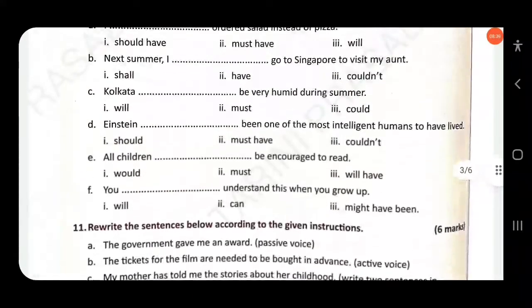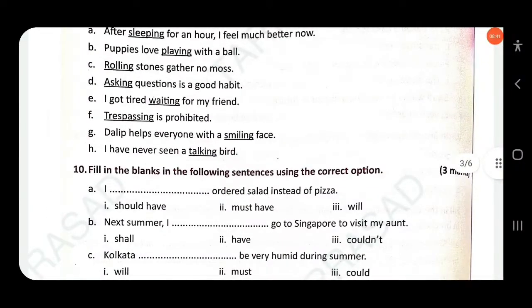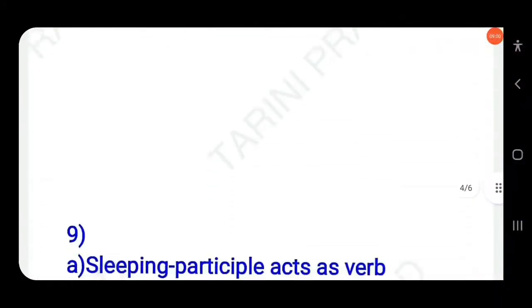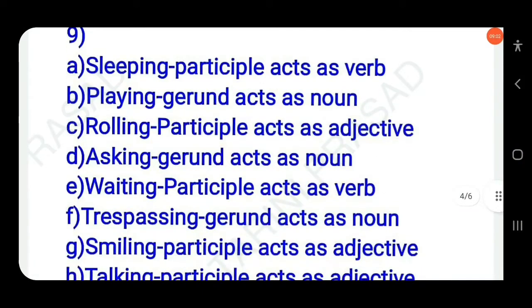Then next: trespassing is prohibited. So here trespassing is a noun, which means it is a gerund. You should remember, a gerund is always used as a noun in a sentence. So here, what is prohibited? The gerund is used as a noun. So trespassing is a noun, a gerund. Trespassing, gerund acting as noun.